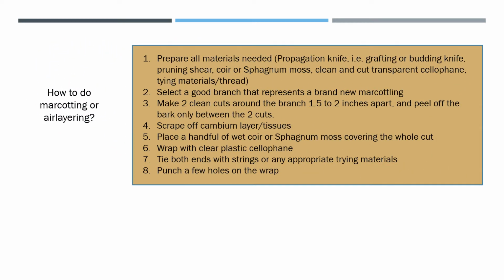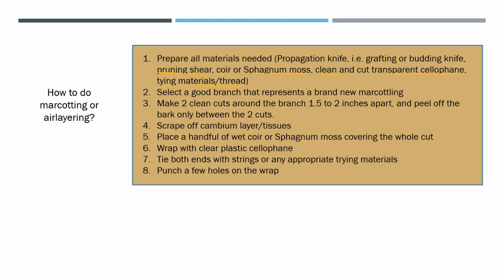You prepare all materials that you need. Number one, of course, your propagation knives. They may be grafting or budding knives. Then you can use pruning shear if it warrants. Then you need a media where your roots will grow later on. It may be coir dust, coconut coir dust. It may be sphagnum moss or tree moss. You need also clean and cut transparent cellophane and tying materials or strings.